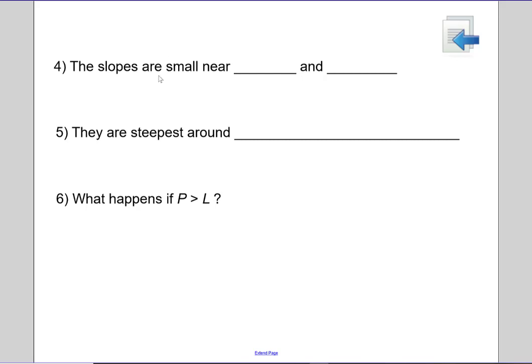The slopes are small near P equals 0. And if you go back and look at your graph, you can see that. And they're small as the population approaches the carrying capacity. And they're steepest around the point of inflection, which is going to be half of the carrying capacity.